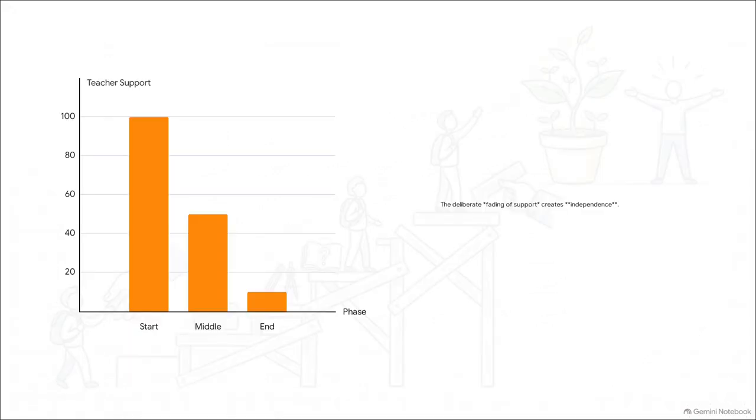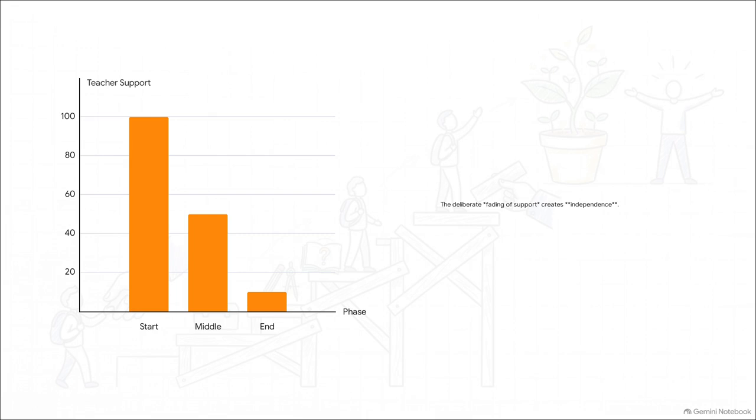When we look at the level of teacher support over time, pacing is absolutely everything. At the start, your support is incredibly high. You're practically holding their hand. In the middle, that support drops to medium. You're standing beside them, pointing the way forward. By the end, support is low. The student is walking entirely on their own, and you're just watching proudly from afar.